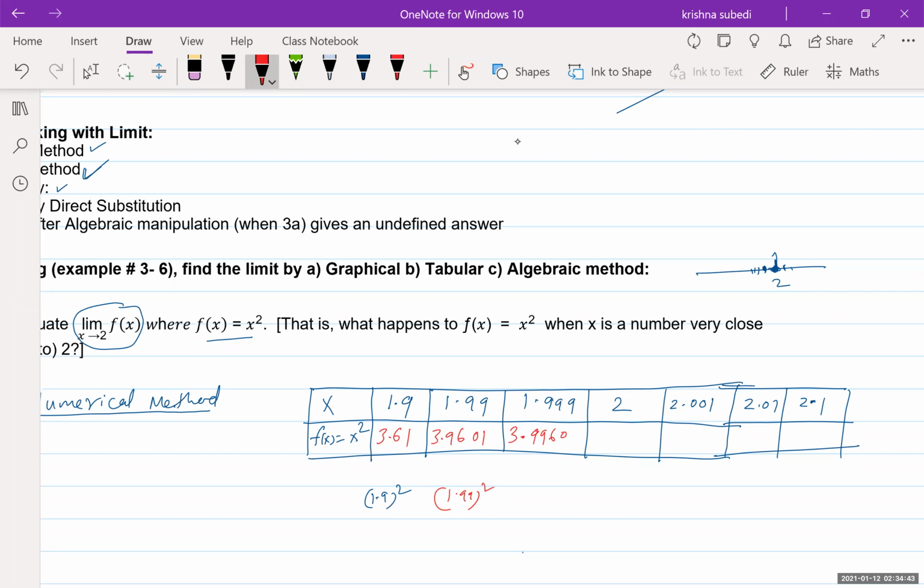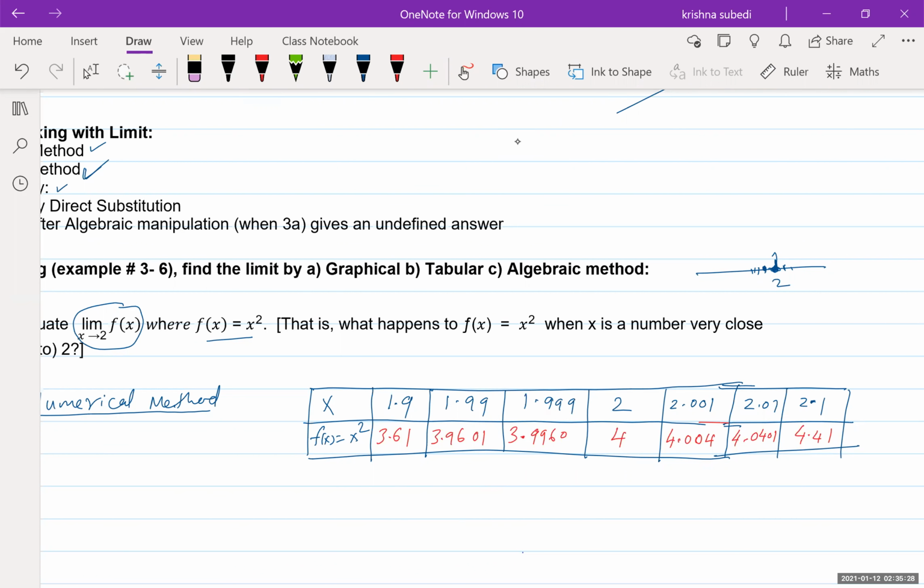When x is 2, then this is 2 squared, 4. When x is 2.001, I see that your answer, you came up with 4.004. Okay, 4.004. And when it is 2.01, I see that your answer is 4.0401. And when it is 2.1, it is 4.41.